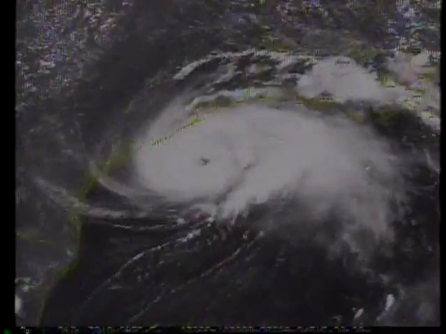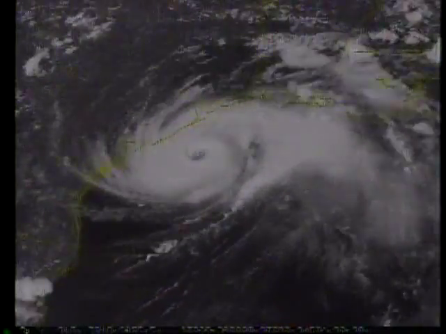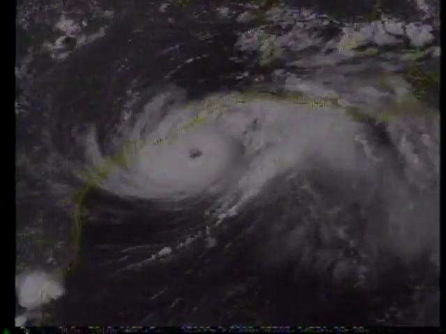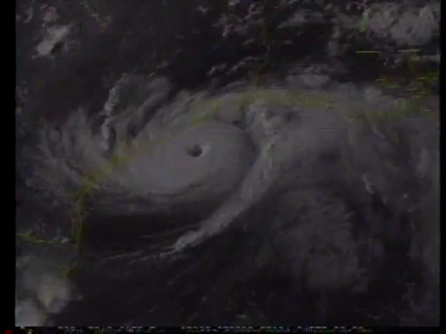Sequencing the images more quickly helps to show the vast low-level cyclonic flow surrounding the hurricane. Another interesting feature is the cycloidal wobbling of the eye as it moves on a northwesterly course. Although not well understood, eye wobble is frequently observed in mature tropical cyclones.